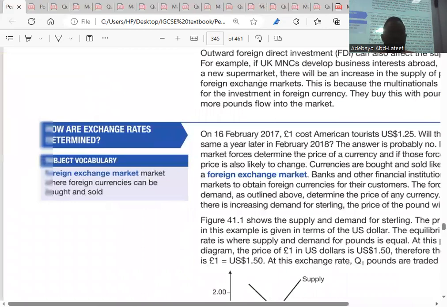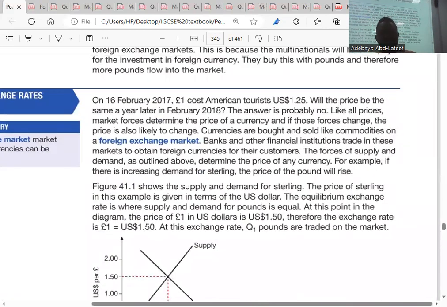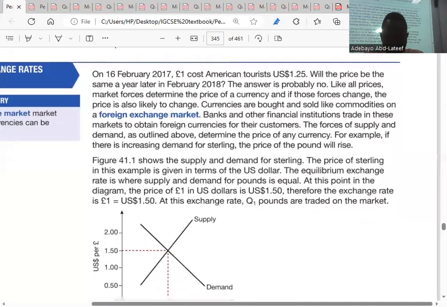So our exchange rate is determined. For the exchange rate, there are two ways in which we determine it. We have the fixed exchange rate and the floating exchange rate. We're going to get there.